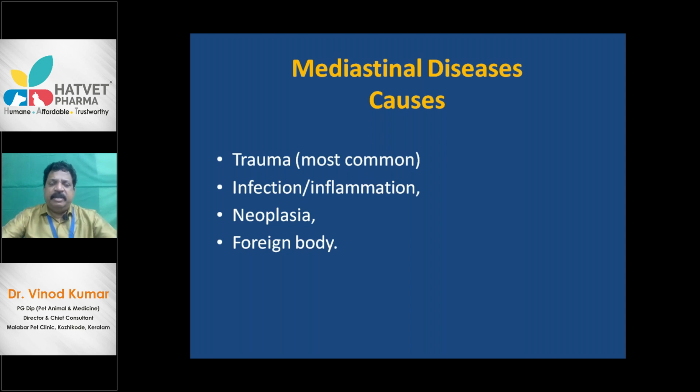Then the trachea, the esophagus, the vagus nerve, the phrenic nerve, other lymph ducts, lymphatic tracts, lymph nodes, all these things are there in the mediastinum. So these are the mediastinal organs. Mediastinal organs, along with the space, make the mediastinum.